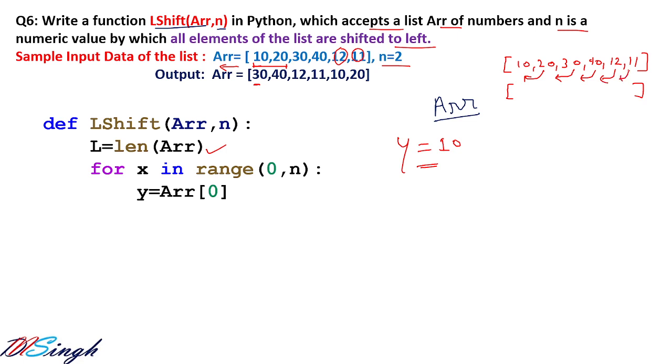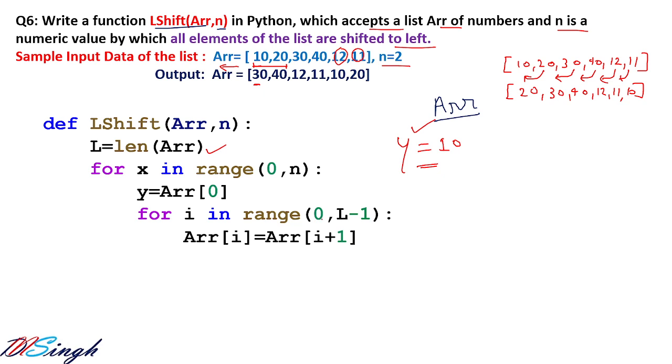And at the last index, what will I do? At the last index, I will put this value 10. So now the list will look like 20, 30, 40, 12, 11 and 10. So let us run the for loop, and the for loop range will start from 0 to length minus 1, and we are going to shift all those elements to left.